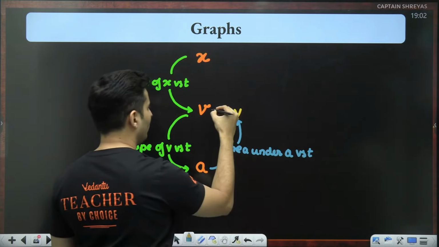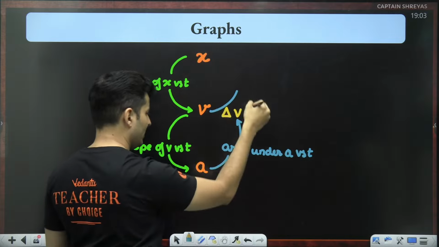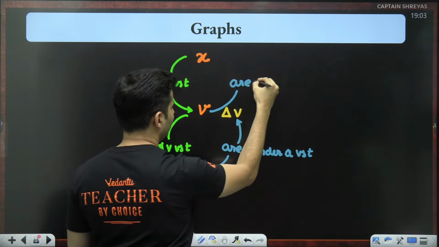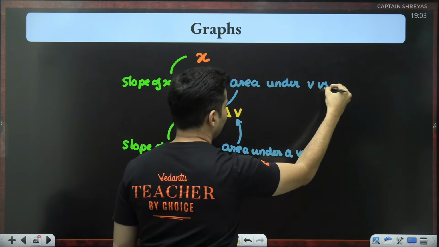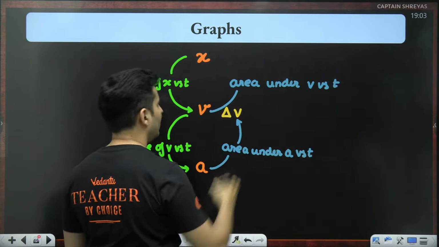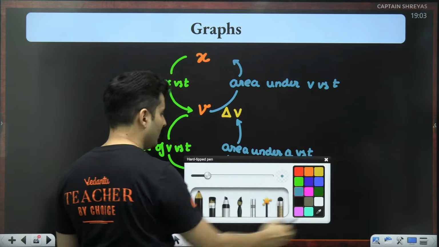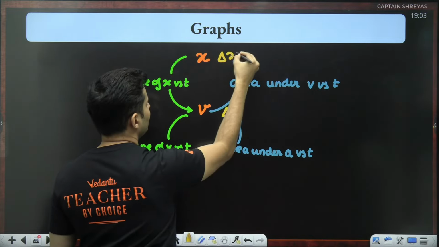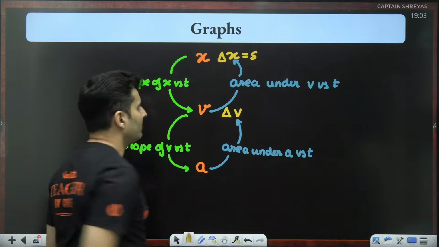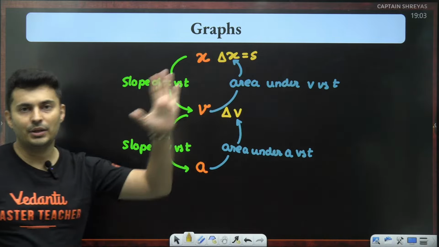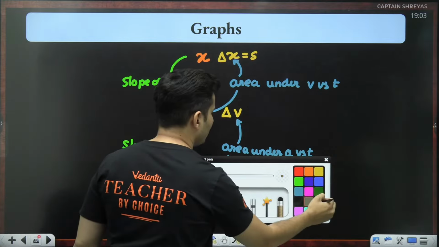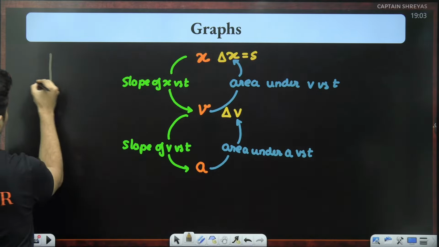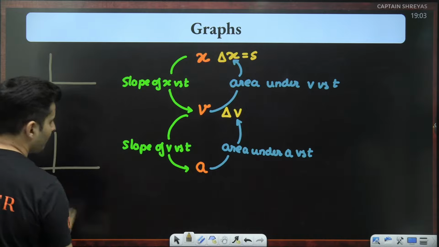Similarly, when you go from velocity to position, you are basically trying to find the area under the velocity versus time graph. And what you reach is not position, you end up reaching change in the position, which is basically displacement. So this is the main thing that you should know. That's all, guys. So just to show you over here what they exactly mean.